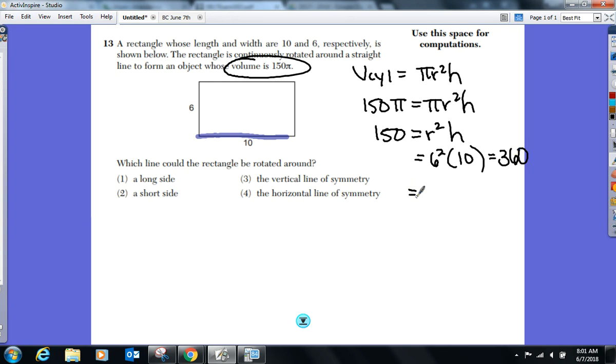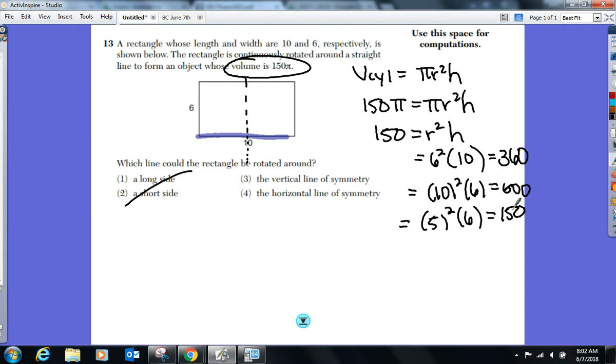Good. So what happens if I rotate around the shorter side? These will flip, right? So 10 squared times 6, 600, not going to cut it. All right, so those two, not going to cut it. What about the vertical line of symmetry? Now it'll cut that radius of 10 into 5. So I'll go 5 squared times the 6, and that'll be what, 25 times 6? If I have 6 quarters, I have 150. Okay? Good? Okay.